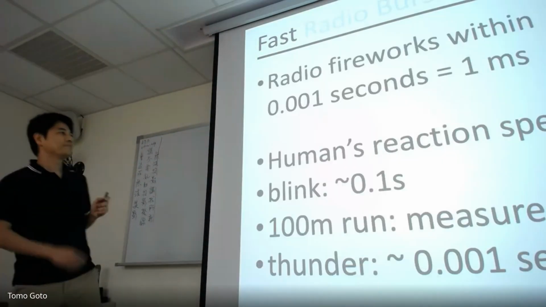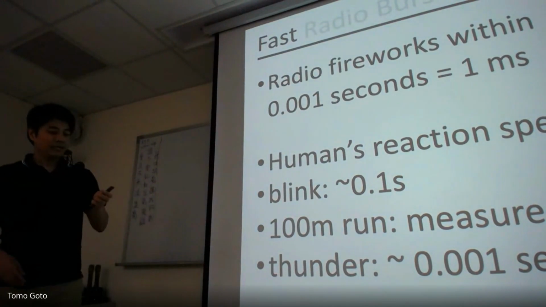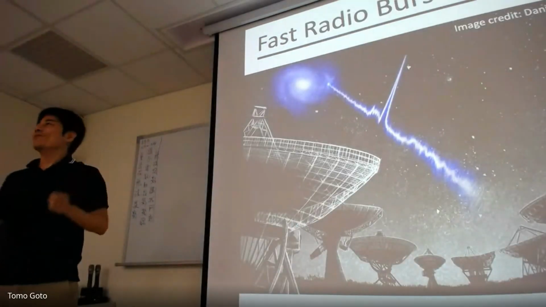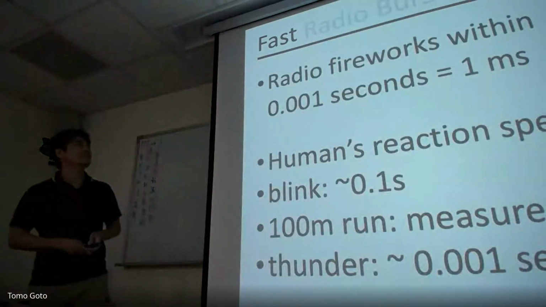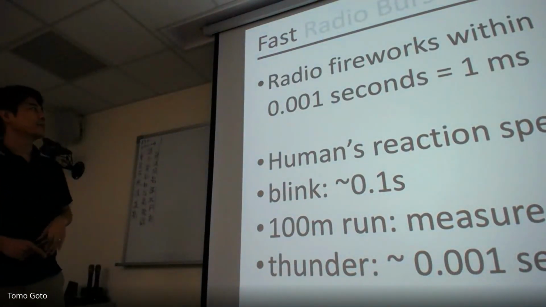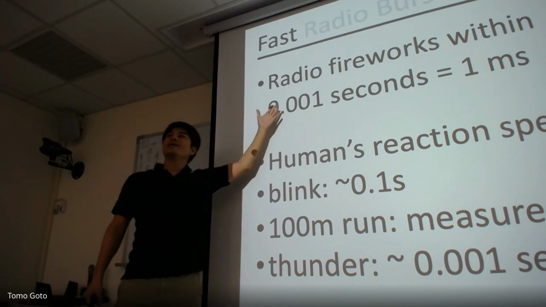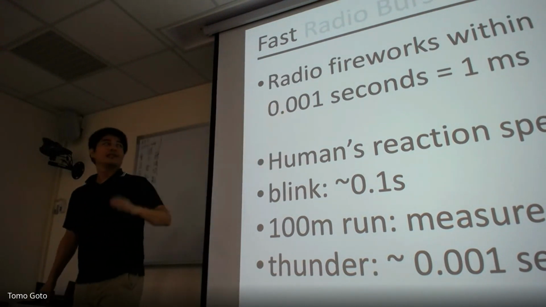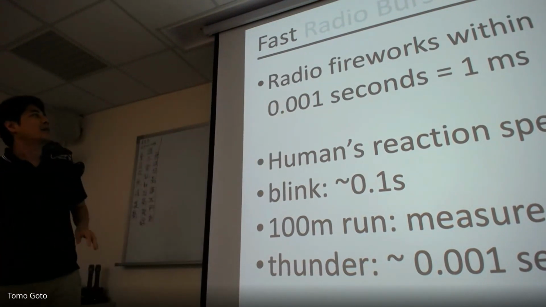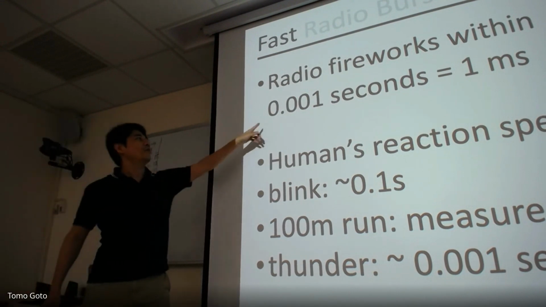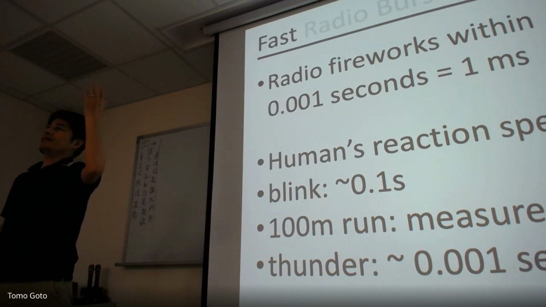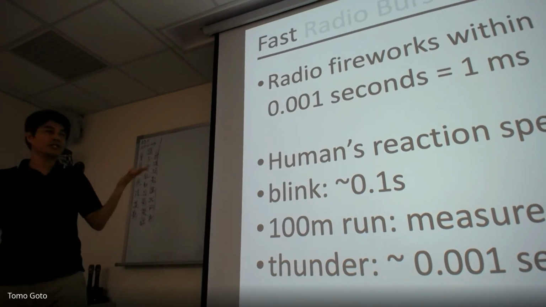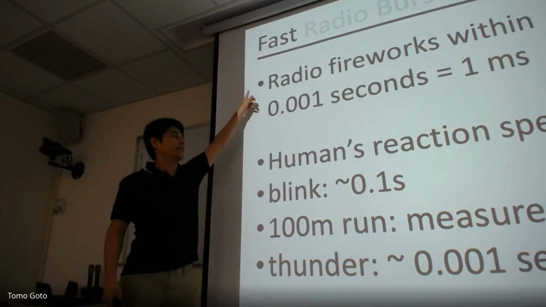So what's this? Let me try to explain the name. Why do people call it fast radio burst? There's actually a meaning here. Why fast? Because it disappears almost instantly. These radio flashes happen within 0.001 seconds, which is 1 millisecond. It appears and immediately disappears. It's really a flash. So this is fast, very fast.